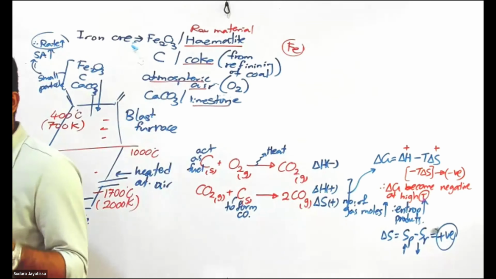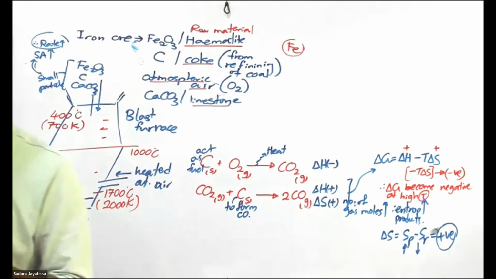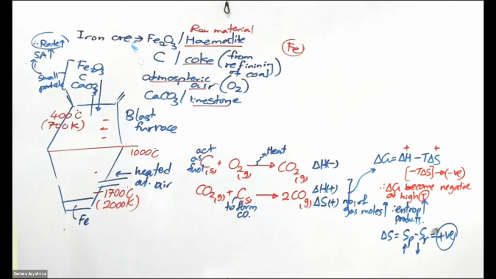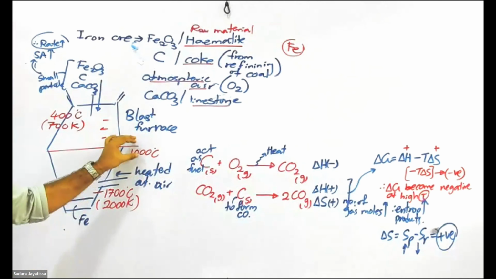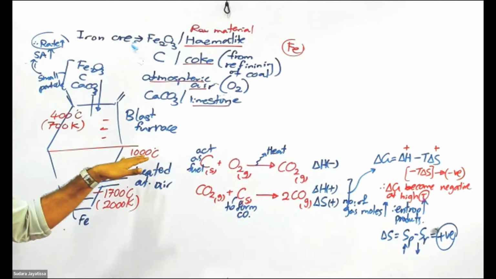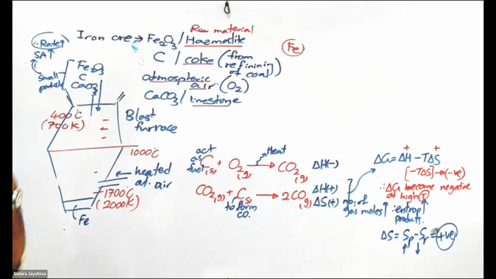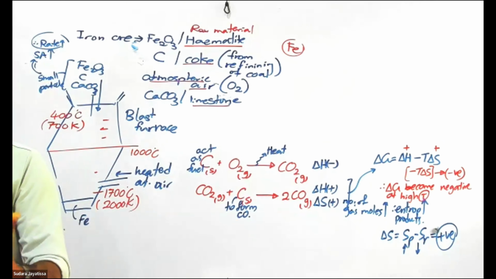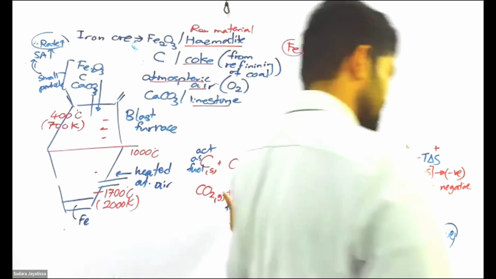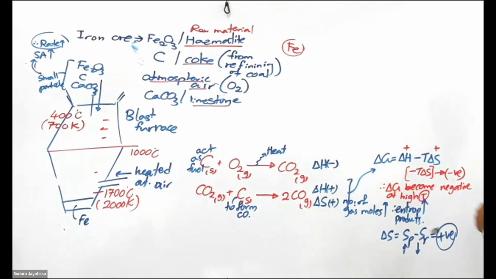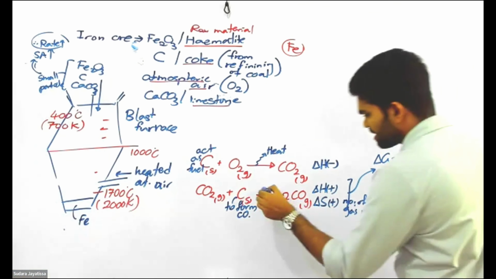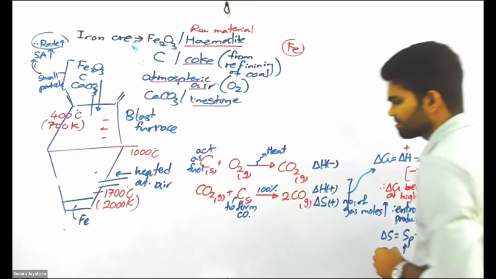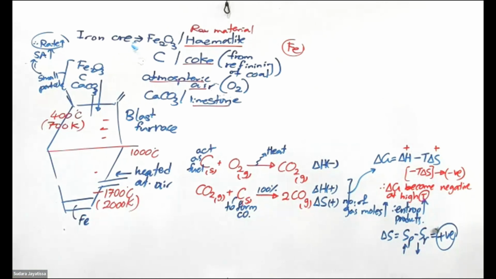Now listen. We don't have any clue about how high this temperature should be, so that also we need to remember. At around 1000 degrees Celsius, they have found from data that this reaction becomes 100% spontaneous. Understand? At around 1000 degrees Celsius, this becomes 100% spontaneous. It means it is 100% carbon monoxide. Is that clear?